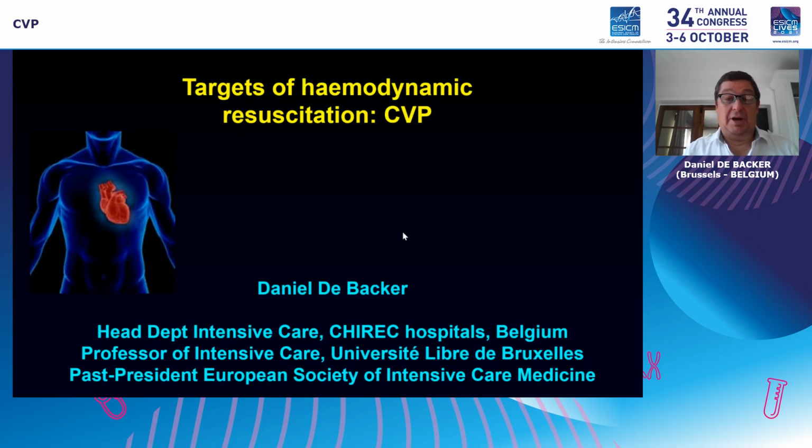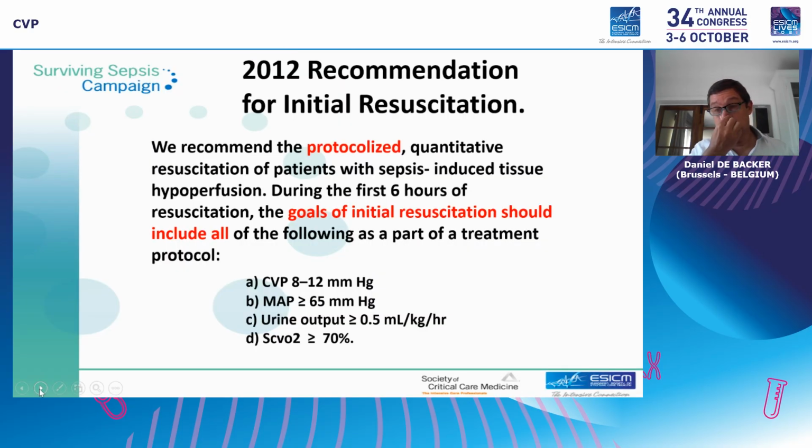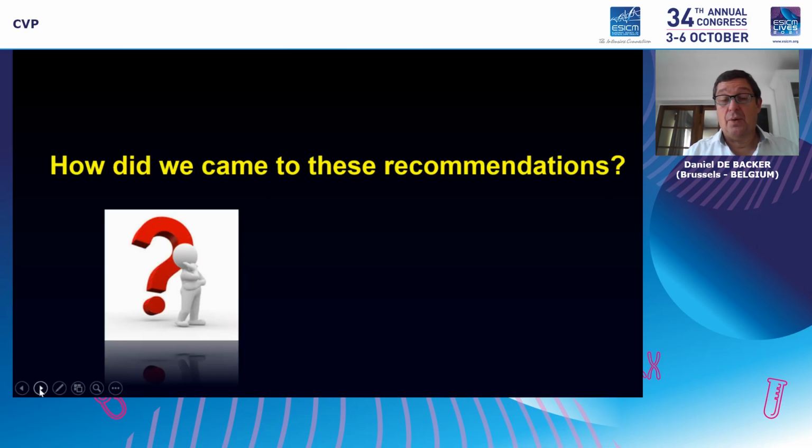Hello, my name is Daniel de Backer, and discussing the targets of hemodynamic resuscitation, we need to discuss CVP in this context. Why do we need to discuss CVP? Because CVP is really a very central measurement in patients with sepsis. And remember that the previous iteration of the Surviving Sepsis Campaign used the CVP as a target of resuscitation in this context.